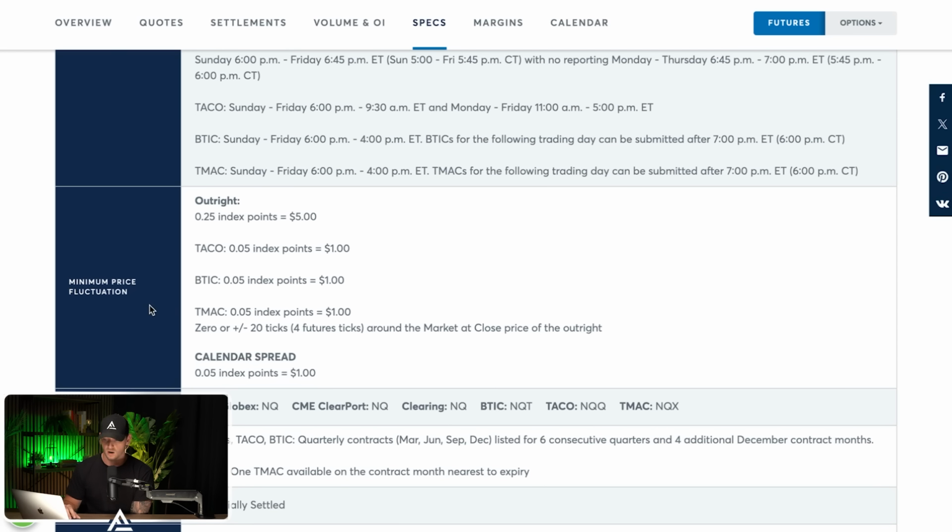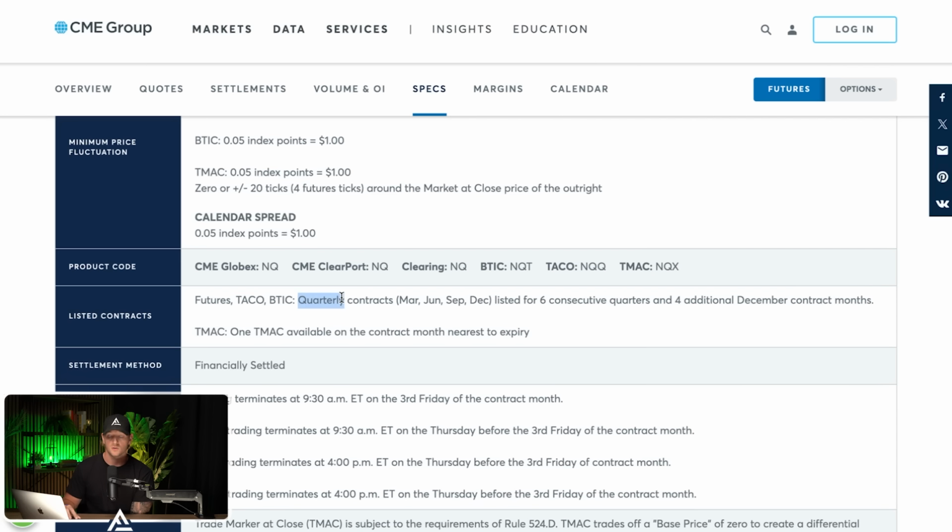Once again, our minimum price fluctuation, our tick size on NQ, is also a quarter index point. We can see here 0.25 index points equals $5 net gain or loss. Obviously times 4, just like we did on ES, puts us at $20 net gain or loss per 1 point of NQ move. NQ also has quarterly contracts similar to ES. Again, March, June, September, December, listed for 6 consecutive quarters and 4 additional December contract months. So not quite as many as ES listing.